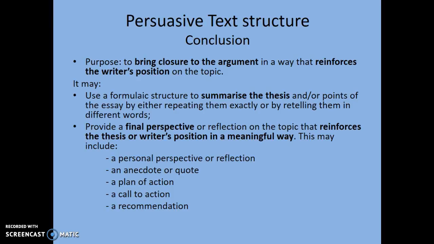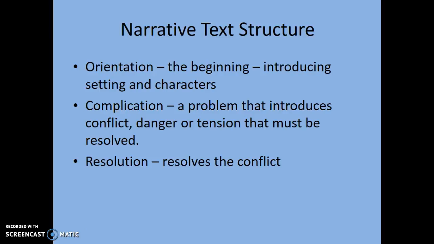Okay, for narrative text structure, you need an orientation, which is basically the beginning of the story or narrative, introducing the setting and characters. You need a complication, so some sort of problem that introduces conflict, danger, or tension that must be resolved, and then of course you need a resolution to that conflict. You can also have a coda at the end, which involves some sort of deeper understanding that the character comes to, or some sort of moral position.